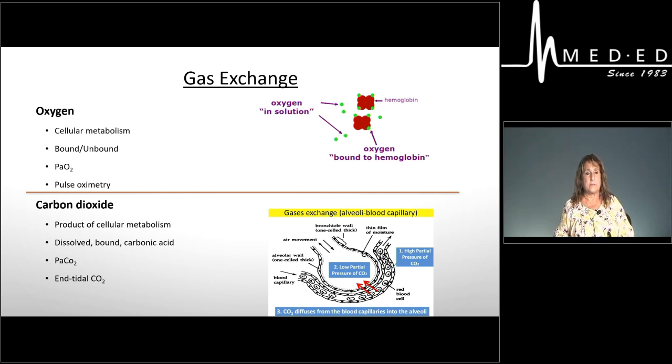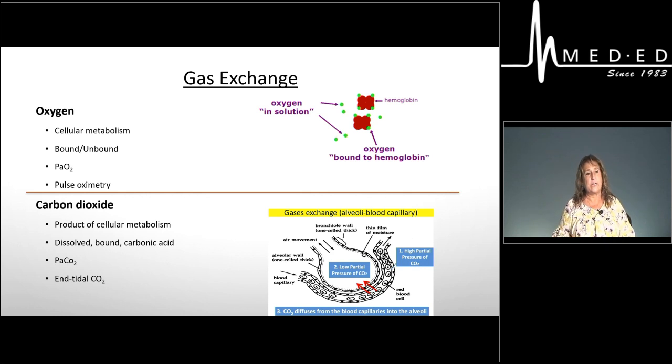Carbon dioxide is a product of cellular metabolism, and that's carried in the blood so that it can be delivered to the lungs and exhaled. The dissolved form is what is actually exhaled out through the alveoli, or to the alveoli, and then exhaled out to the air. We measure the amount of CO2 in our blood by measuring the PaCO2, partial pressure of CO2, and that number is 35 to 45 millimeters of mercury.